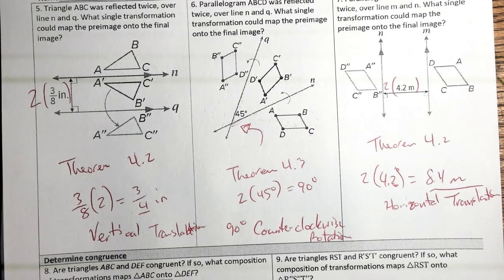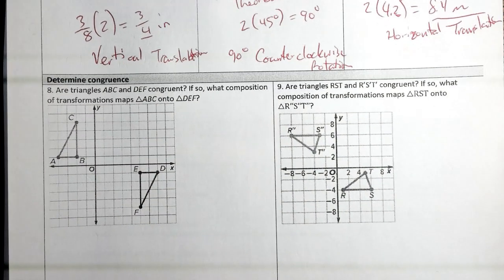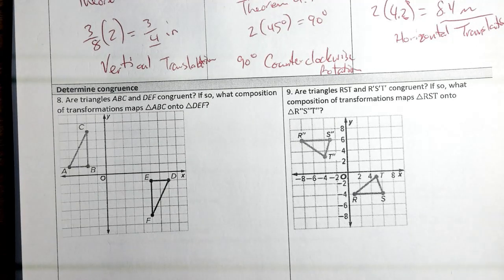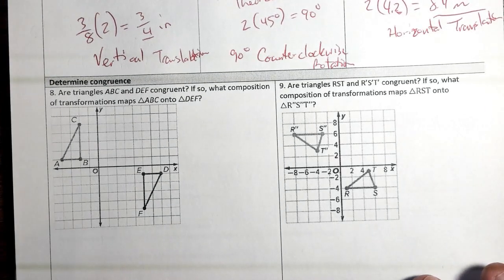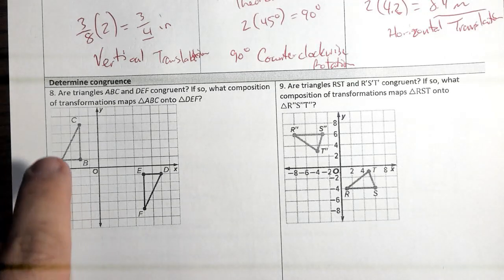All right, let's scoot to the bottom. Number 8 and number 9 are it for this, and actually the end of this module. I'm going to just go ahead and do both of these. They're very similar. We're going to start with ABC.